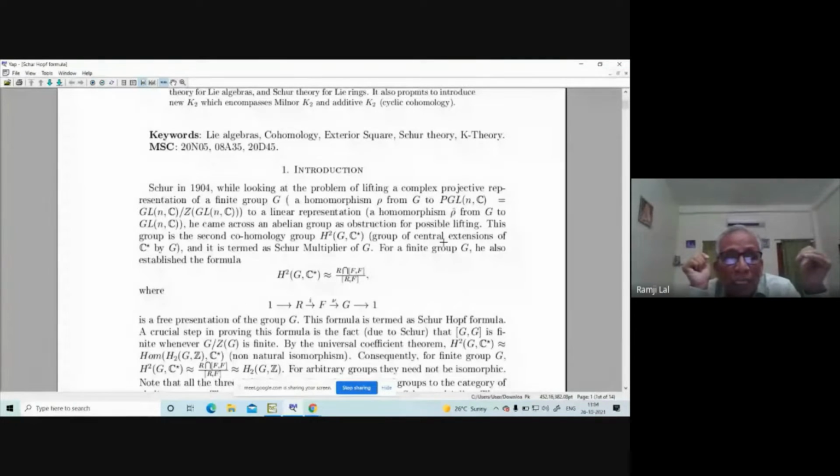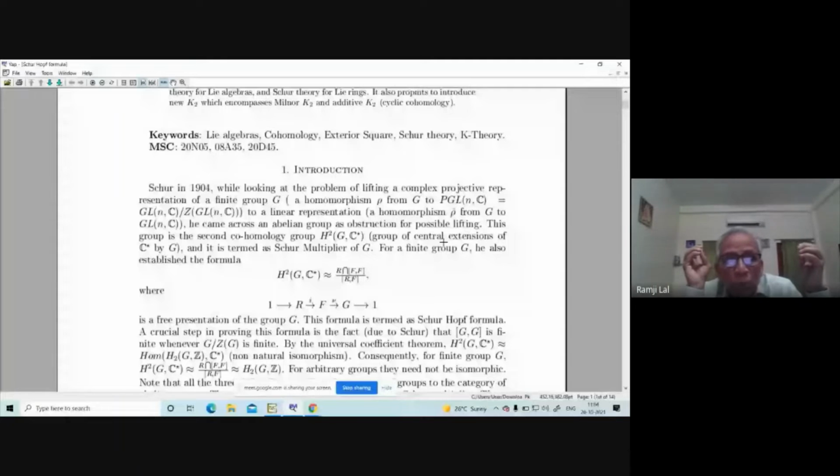For a finite group G, he also established the formula: the second cohomology is isomorphic to (R ∩ [F,F]) over [R,F]. Here [F,F] is the commutator subgroup of F, and [R,F] is the subgroup generated by the commutators [a,x], where a belongs to R and x belongs to F. Where 1 → R → F → G → 1 is a free presentation of G. F is a free group, and F to G is a surjective homomorphism whose kernel is R. So this formula is termed the Schur Hopf formula.